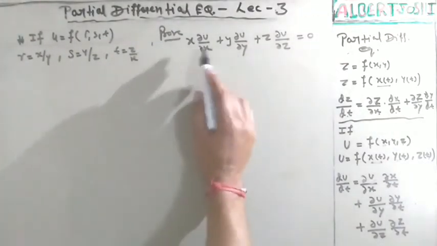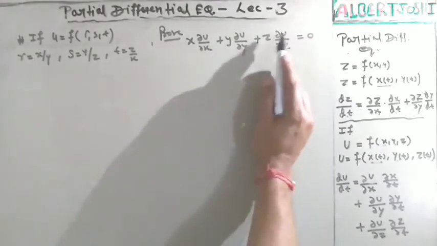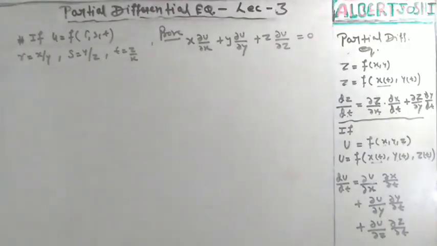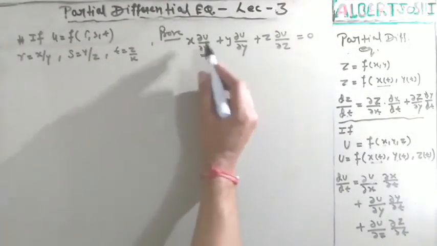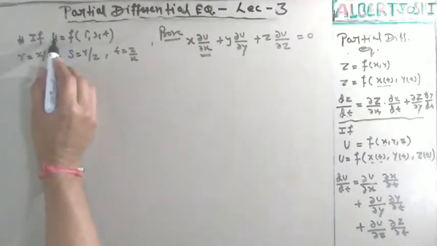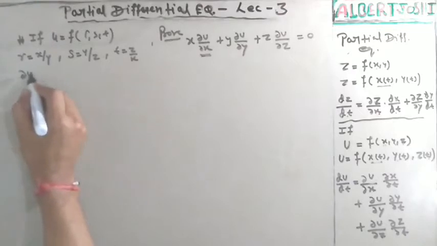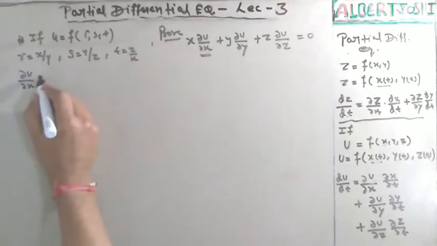Now he is asking, prove that x del u upon del x plus y into del u upon del y plus z into del u upon del z is equal to 0. You have to prove this question. Very simple. It means that we have to differentiate u with respect to x. If we differentiate u with respect to x, then we will check what will happen. So del u upon del x.